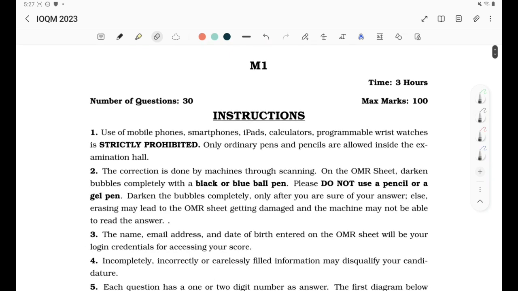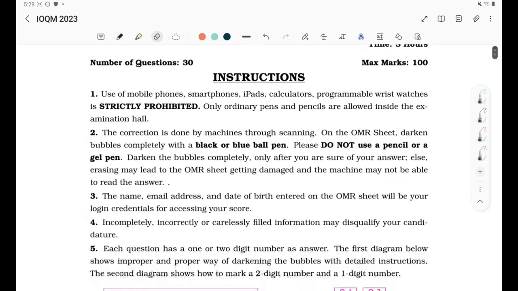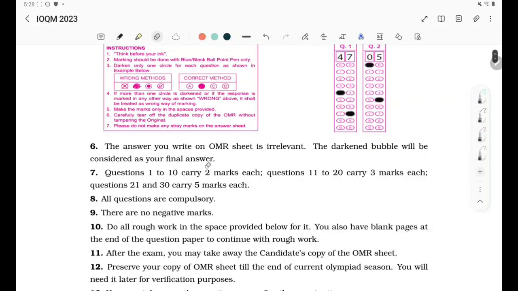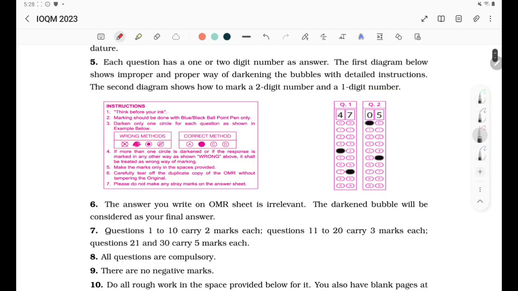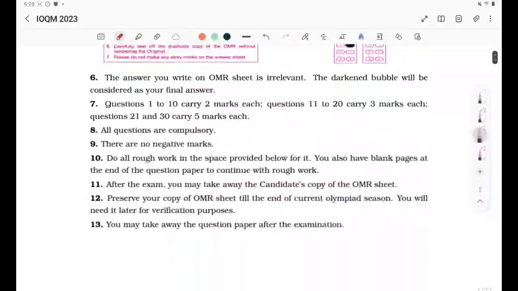So, a little about the style of IOQM. The time allowed is 3 hours and we have 30 questions. As you can see, the first 10 questions are worth 2 marks each, the second 10, 3, and the last 10, 5 marks each. And the test is not a multiple choice exam, but all the answers are just 2-digit numbers. Okay, the other info here is just technical stuff.